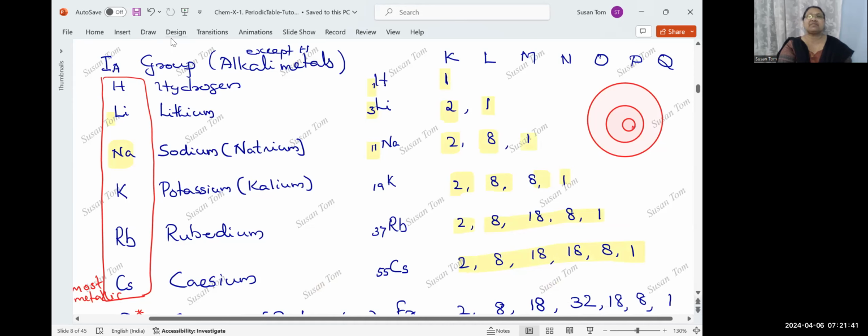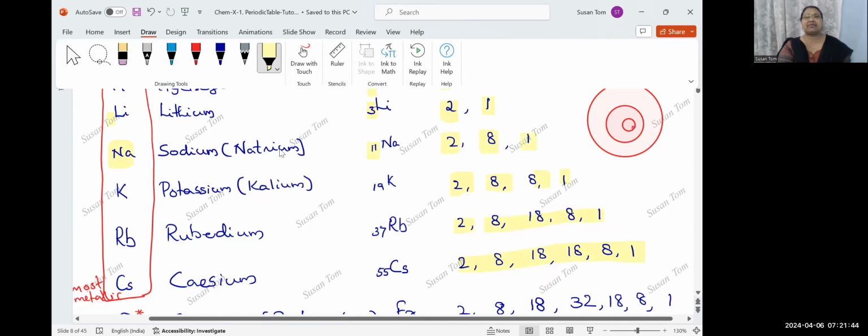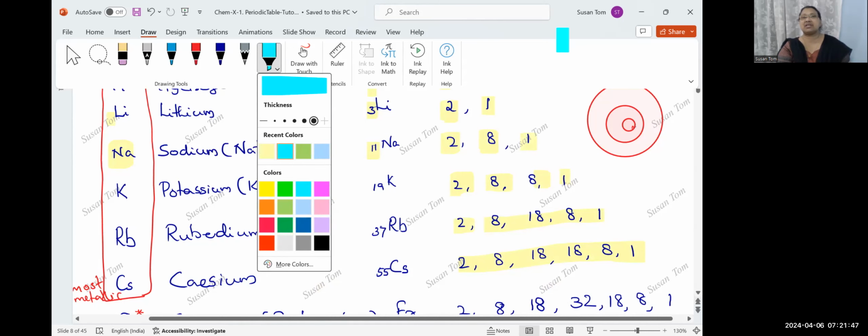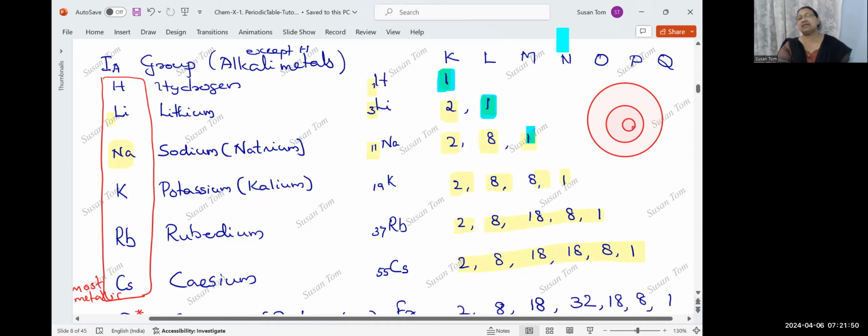When it comes to a group, if you observe, children, you can see they all have the same number of electrons in the valence shell. Its valence shell has 1, this one's 1, all of them have 1 electron in the valence shell. Because of this, their number of shells increases as they move down. From hydrogen to lithium one shell increases, from lithium to sodium one more shell increases, and the number of electrons in the valence shell remains the same. Do you understand? Because of this only, since they all have only 1 electron in the valence shell, they resemble each other. The similarity in properties is because of that.